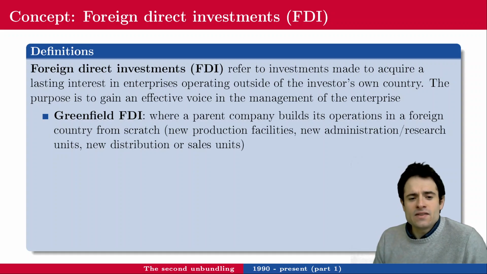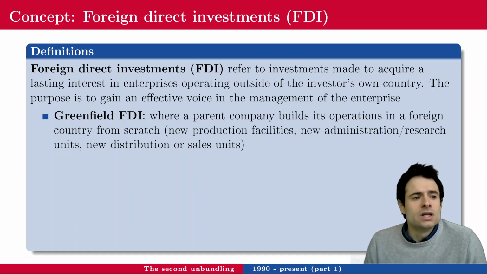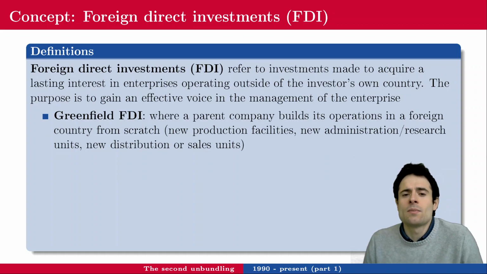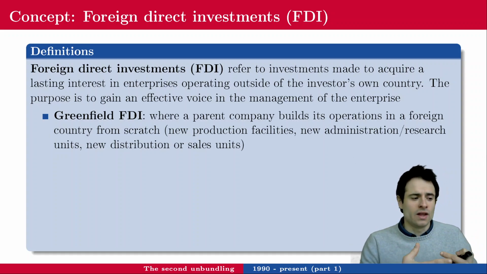A greenfield FDI is where a parent company builds its operations in a foreign country from scratch. So, if you think about a Canadian company opening a factory or an office in another country, that would be called a greenfield FDI. Starting from scratch, buying the building, renting the building, getting some employees there, and starting the activity, whatever they want to start there.